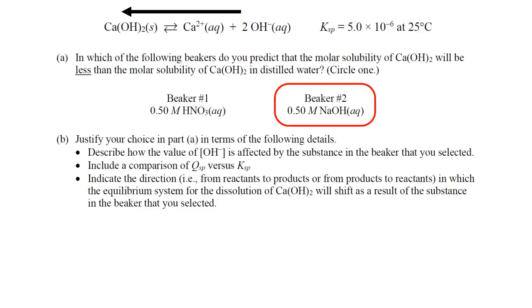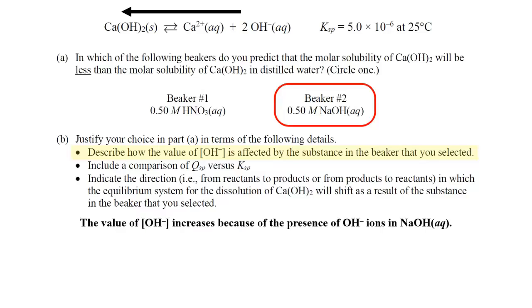So justify your choice in part A in terms of the following details. The first one says, describe how the value of the concentration of hydroxide is affected by the substance in the beaker that you selected. Well, clearly sodium hydroxide contains both sodium ions and hydroxide ions, but I am focusing my attention on the hydroxide ions. So the value of the concentration of hydroxide increases because of the presence of the hydroxide ions in sodium hydroxide.